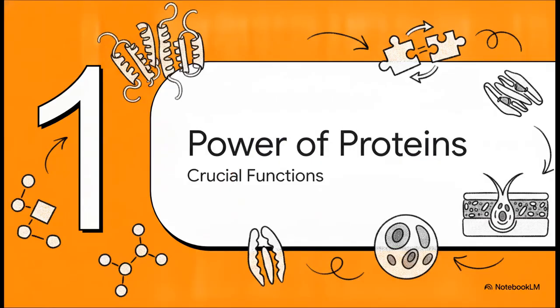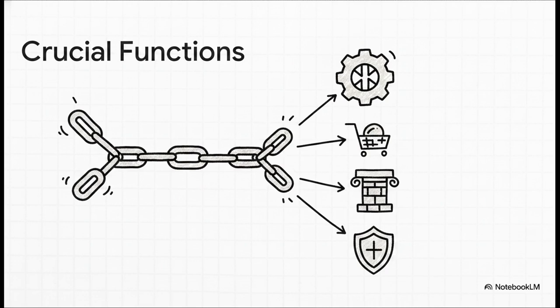Section 1. The power of proteins. Let's kick things off by looking at their incredible versatility. Proteins perform an astonishing array of crucial functions. Think about it. From acting as enzymes that speed up essential chemical reactions to transporting and storing molecules like oxygen, they literally do it all. They provide structural support in our tissues, give us immune protection, generate movement in muscle cells, and even transmit nerve impulses. The wild part? All of these widely different functions are performed by linear polymers with highly specific defined structures.